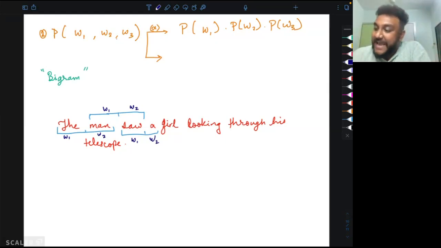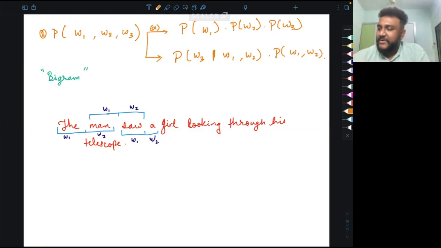Now I can use this idea to break down this conditional probability in a slightly different way. I can say P of W1, W2, W3 is equal to P of W1... one moment, the third word will come first. My bad, this will be W3. P of W3 given W1, W2, times P of W1, W2. Is it okay if I break it like this? Do you agree that the right hand side is equal to the left hand side? Yes. Why is this okay?